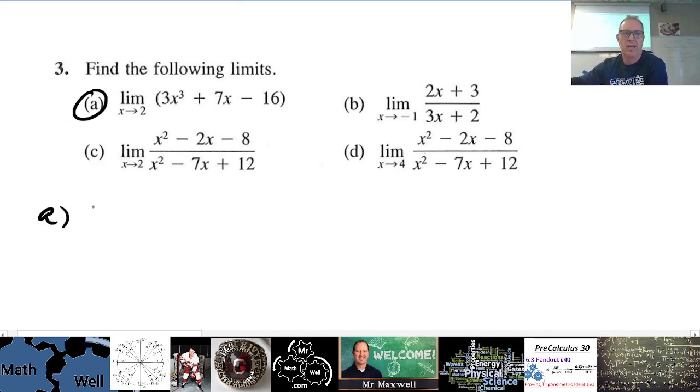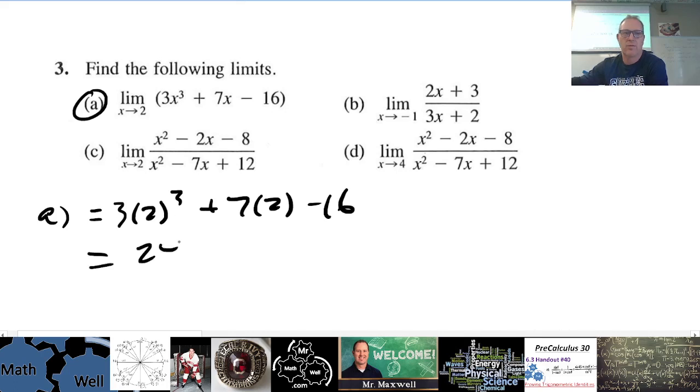So for A, this limit is equal to 3 times 2 cubed plus 7 times 2 minus 16. Or 3 times this is 24 plus 14 minus 16 is 22, looks like.